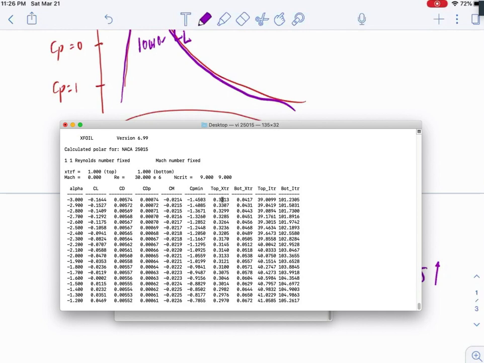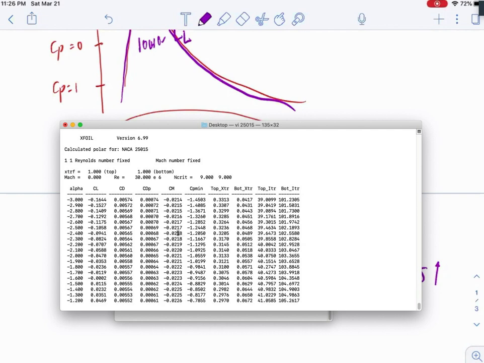So where the boundary layer is transitioning, in fraction of chord, 33% on the top, 4% on the bottom. And these are actually, the airfoil is broken down into panels. So these are the panel locations where the transition's occurring. And then you can go down through the angles of attack, and you can see what happens.